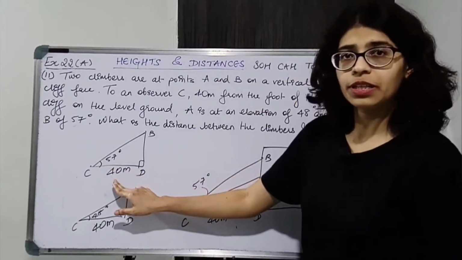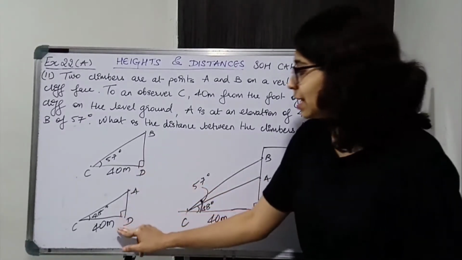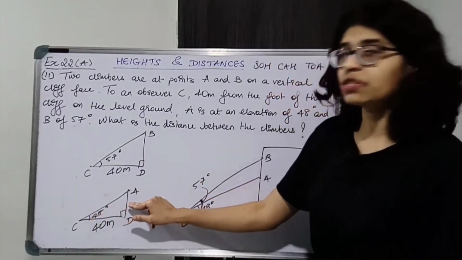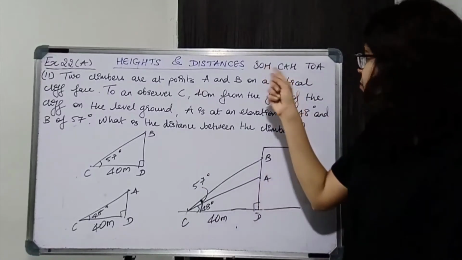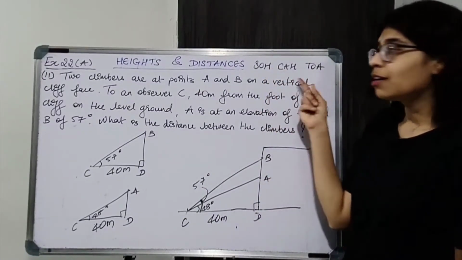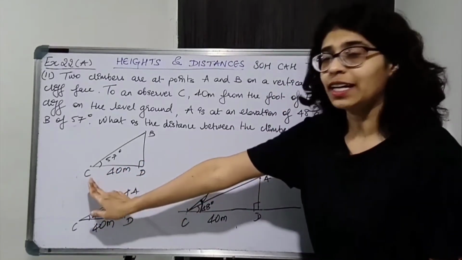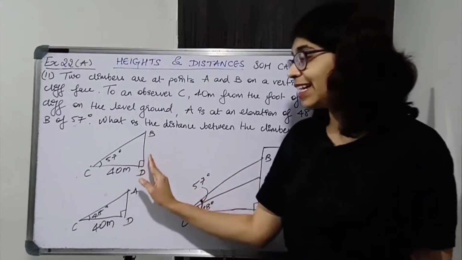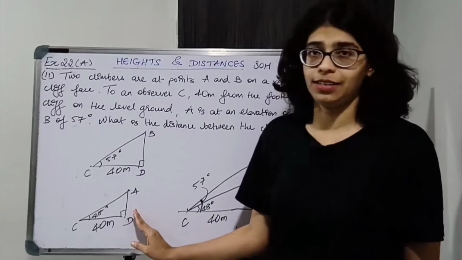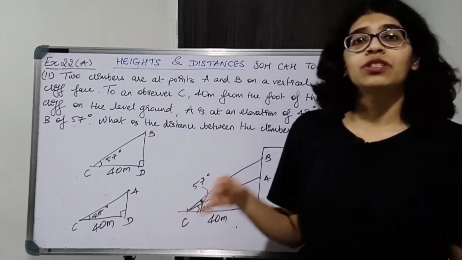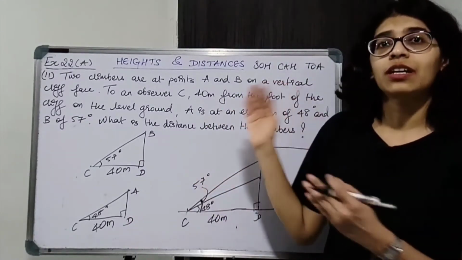Angle का adjacent पता है, opposite find करना है. Same thing यहाँ पे, adjacent पता है, opposite find करना है. Opposite and adjacent come in tan. So tan of the angle you have to take, tan 57, tan 48, and you will get BD and AD. Okay. So it's very easy. Let us now start solving.